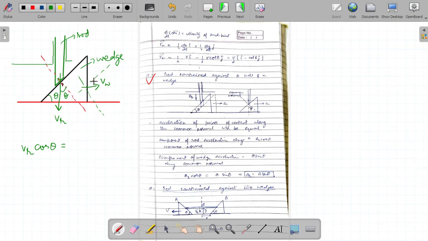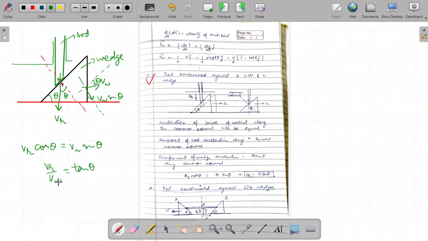So this angle, we know this angle is theta. So this component which is away from theta is the sine theta component. They would say Vw sine theta is equal to Vr cos theta. So Vr upon Vw is equal to tan theta.